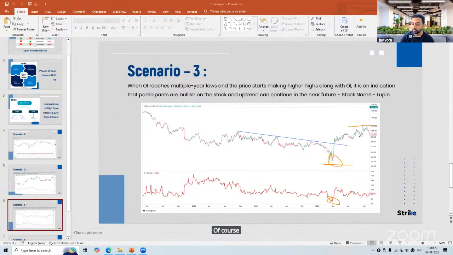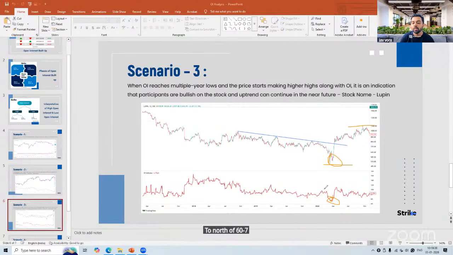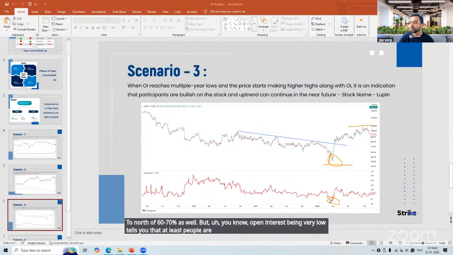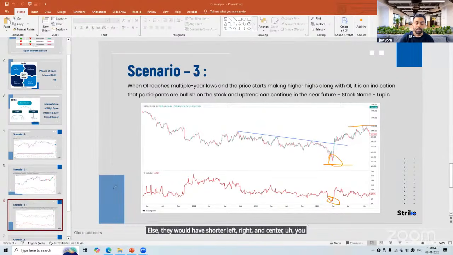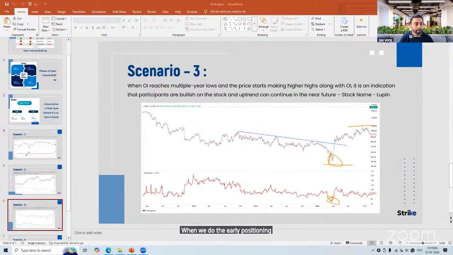Of course, it was also because, due to COVID, share prices of a lot of stocks had fallen north of 60-70%. But open interest being very low tells you that at least people are not bearish on this stock anymore. Else they would have shorted the stock left, right, and center. And a lot of these cues we end up getting in the rollover expiry, because they don't roll over their positions, and those are the things that get caught when we do the early positioning analysis.